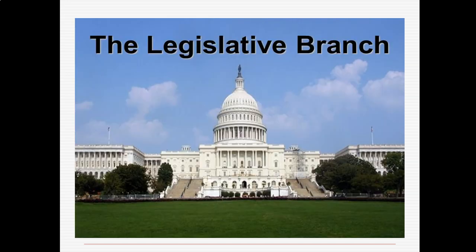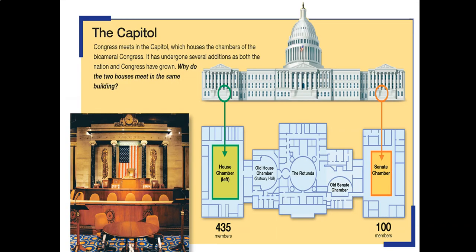This is the building where all members of Congress have to meet to legislate for the nation. And the building is known as the Capitol building. And Congress meets here basically to do the people's business. They meet here to pass laws.